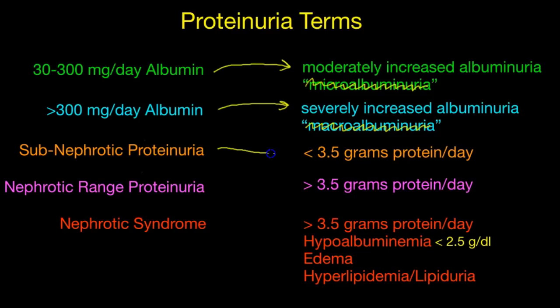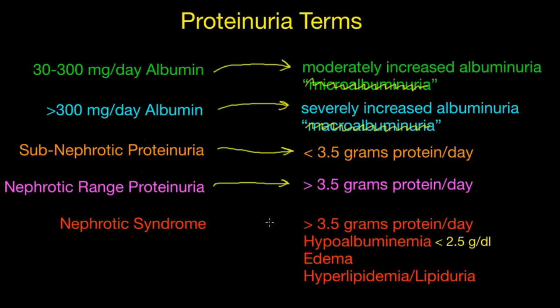Again, we're getting rid of this term because it was confusing. We sometimes use the word subnephrotic, and above that range is nephrotic, and we use the cutoff of around 3.5 grams of total protein per day. So if it's less than 3.5 grams of protein per day, say 2 grams per day, we call that subnephrotic proteinuria. But if it's above 3.5 grams of protein per day, we call it nephrotic range proteinuria.